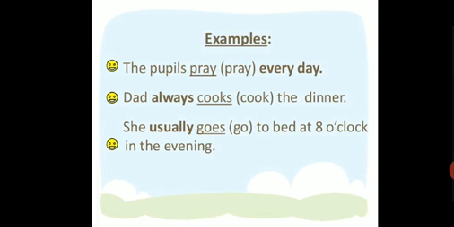For example, dad always cooks the dinner. Always shows here the habit. The pupils pray every day. Every day here is showing that it is happening regularly. It's a habit. She usually goes to bed at 8 o'clock in the evening. Usually here shows the habit of a person.